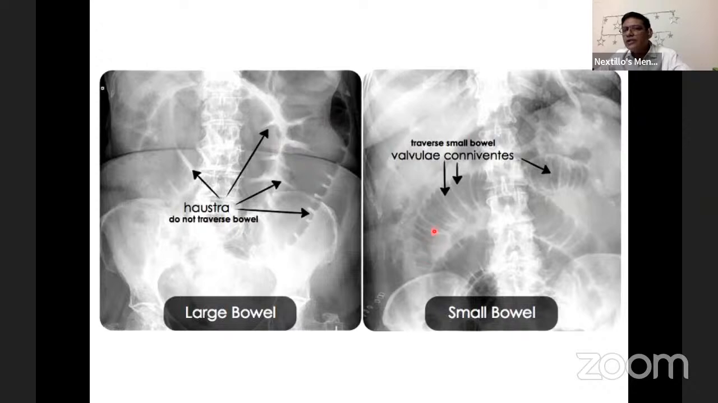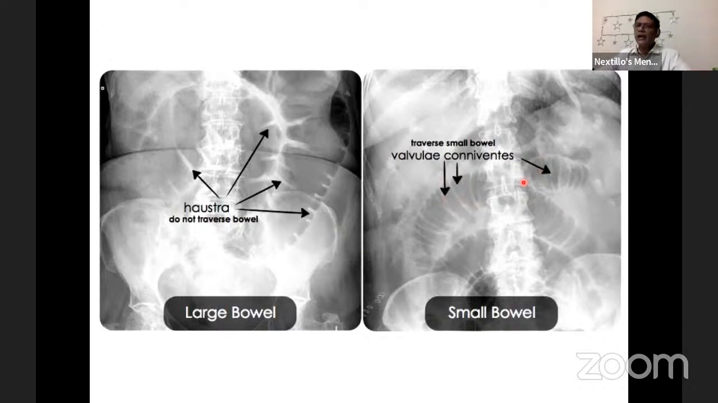Whereas in this second picture, you can see that these lines are crossing the whole of the cross section. These are the valvulae conniventes. So this is how we make the difference, because this is the transverse section, and you can see small bowel loops.